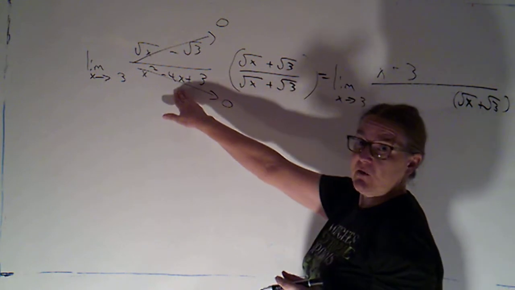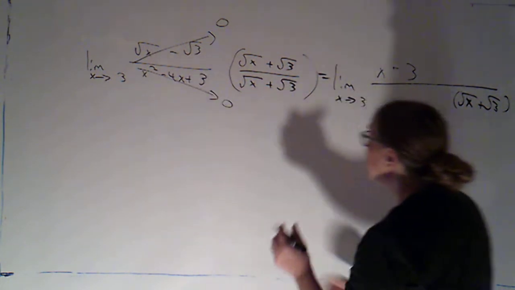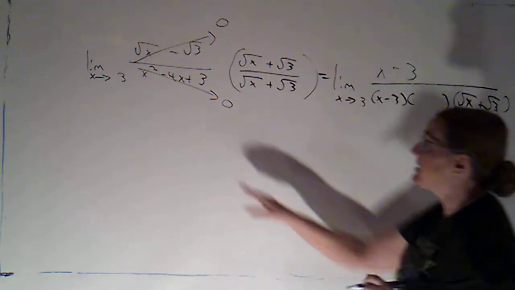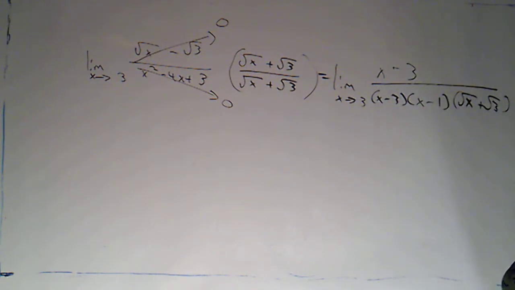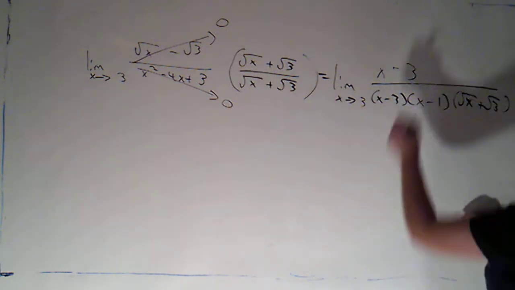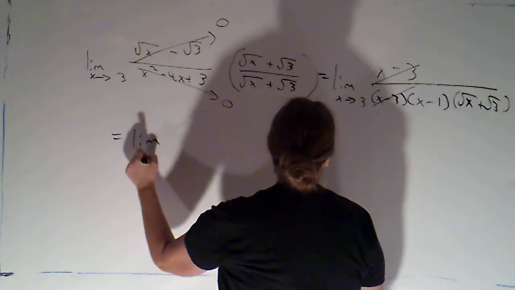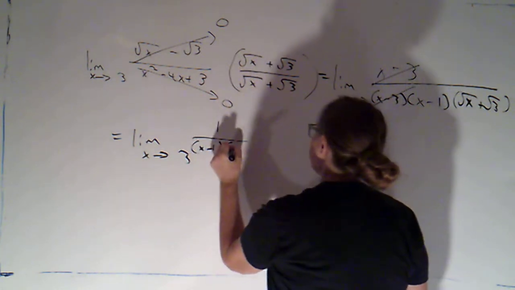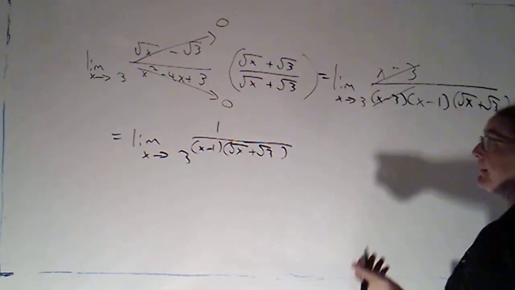And what I want to do instead of multiplying out is I think I want to factor this. If I'm a polynomial and 3 makes it 0, I know that x minus 3 is a factor. And in this case, the other factor would be x minus 1. So I'm factoring the bottom, rationalizing the top. But now I can cancel that x minus 3. And so I've got the limit as x approaches 3 of 1 over (x minus 1) times (root x plus root 3). And now I can just plug in 3.